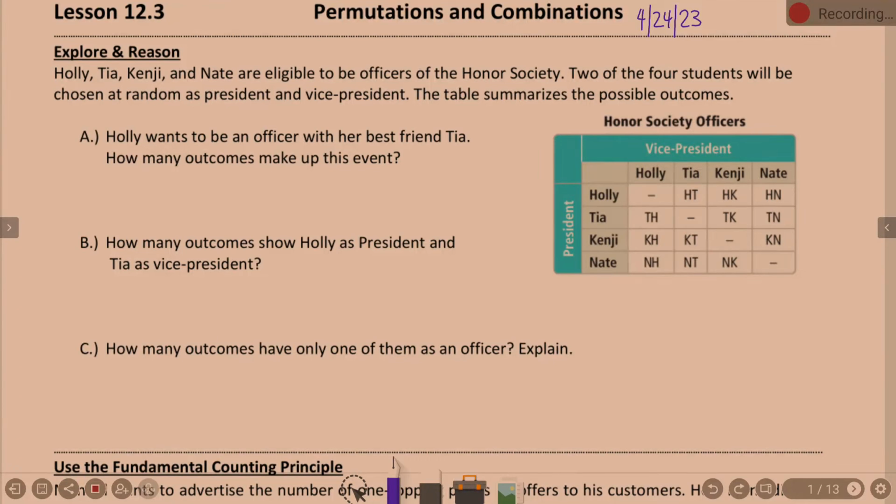Lesson 12.3 takes us to permutations and combinations. We're still going to be talking probability. And in fact, our final goal of the lesson is that we will talk about how to do probability using permutations and combinations. Right now, we've just got to work our way into what are permutations and combinations. So as we start thinking about this, we can look at this one to get us going.